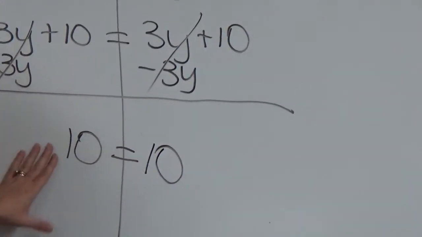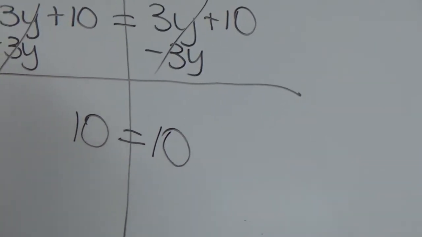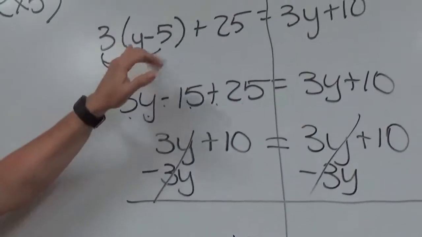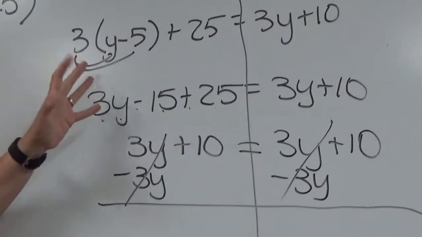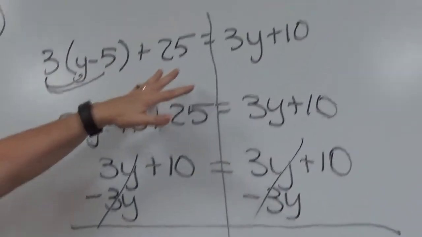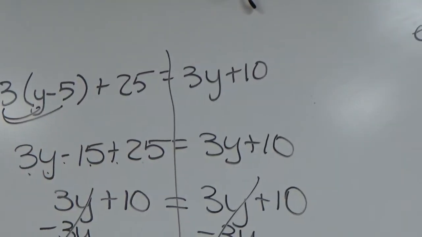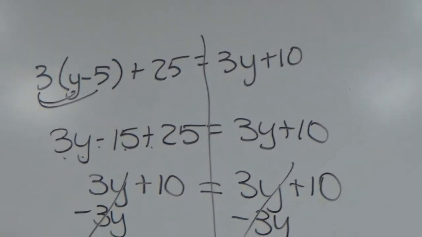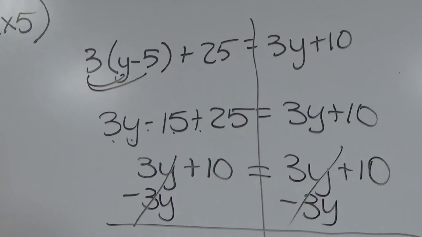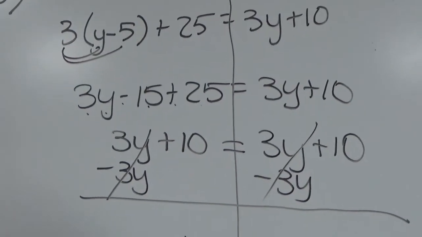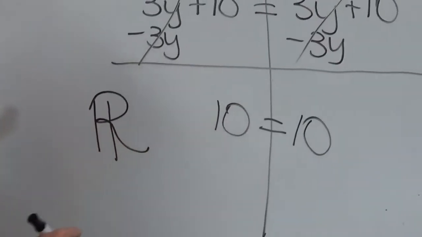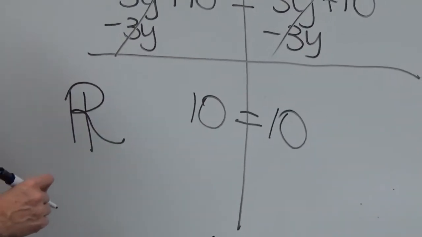When you have this problem, what that means is any number you plug in for y will work. If I plug in a 20, the 20 is going to make this true. It doesn't matter what you plug in for y, it's always going to work. Okay? So the answer to this is all real numbers. Okay? That's the sign for all real numbers.